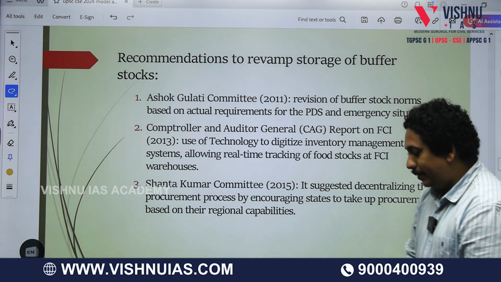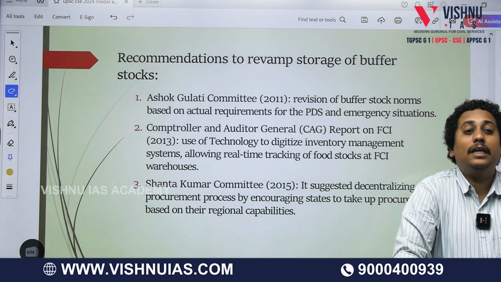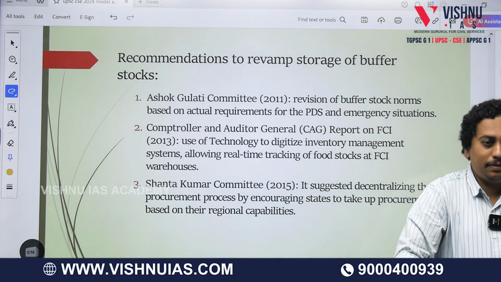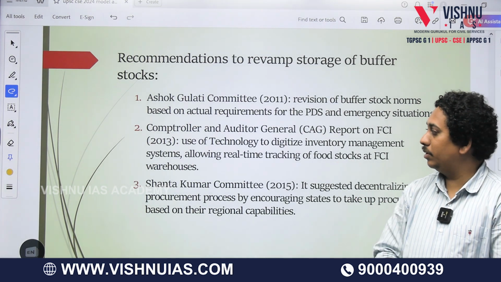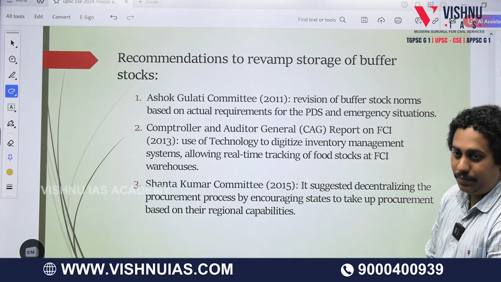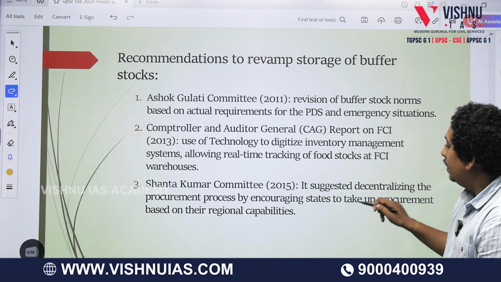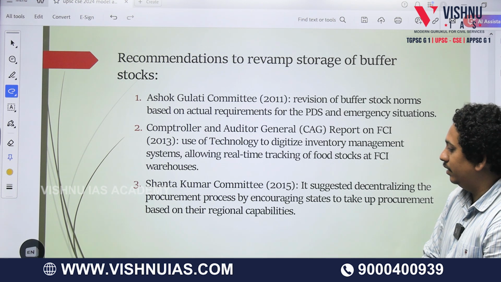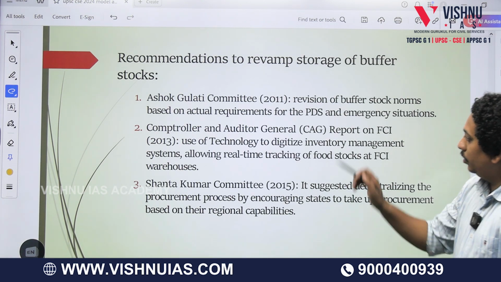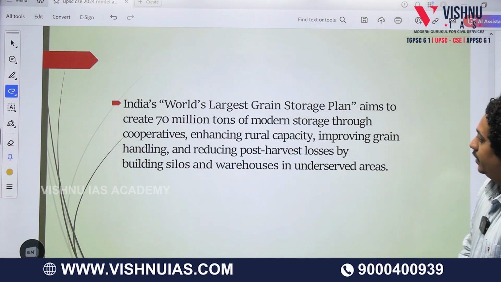Ashok Gulati, very important. He says we should not procure more. We should procure only that amount of food grains which are necessary. The committee recommended procuring only as much food grain as is needed to implement the PDS scheme. That is the Ashok Gulati committee. The CAG report asked for the use of technology in FCI. The Shanta Kumar committee suggested decentralizing the procurement process by encouraging states to take up procurement based on their regional capabilities. Who said that? Shanta Kumar committee. Okay, you could have mentioned the Ashok Gulati committee, and you can write about the Shanta Kumar committee also.